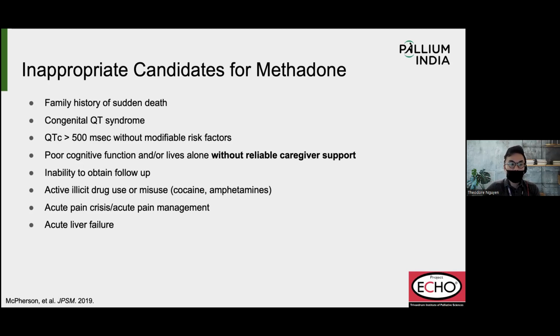Patients that are in an acute pain crisis or acute pain management, methadone may not be a great option to think of utilizing first, primarily because of the long half-life and titration time, and then patients that are experiencing acute liver failure.